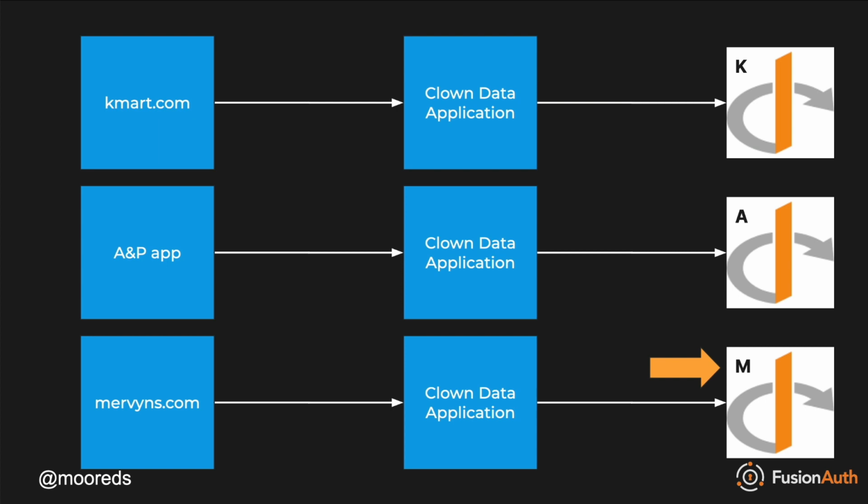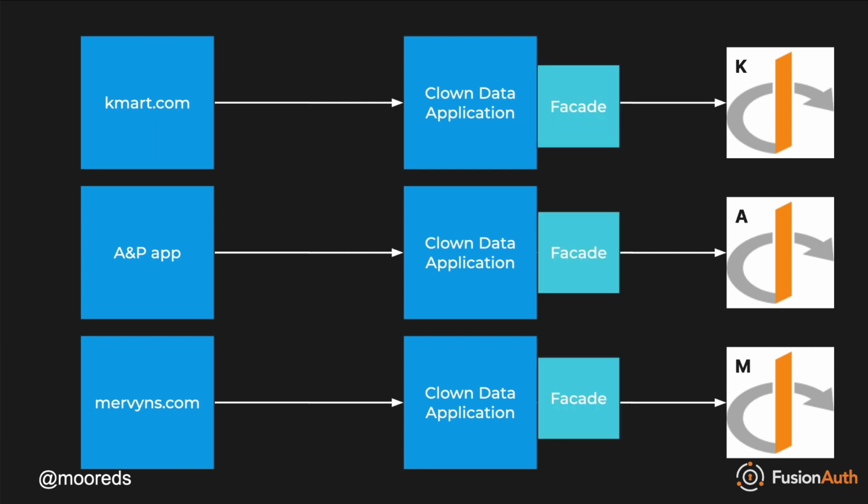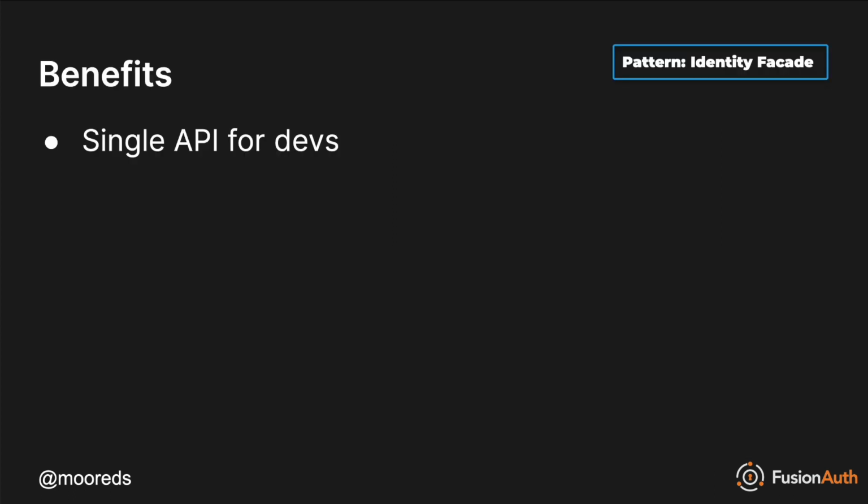They could all be kind of disparate, and you either have the cloud data application able to talk to each of them, or you introduce a facade, and that facade is now responsible for talking to each of these identity providers. So the benefits of this are that you have the single API and understanding for devs, and then the bigger thing is probably the win of outsourced maintenance.